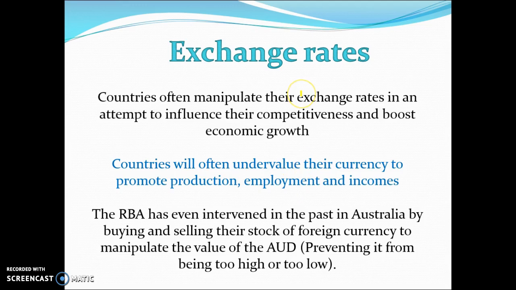Countries can often manipulate their exchange rate to try and boost competitiveness. So often countries will undervalue their currency with the idea that that will promote exports and promote production and incomes. And the RBA also intervenes by buying and selling foreign currency. So sometimes they will use their foreign currency to buy Australian dollars to make the dollar higher, or they'll sell Australian dollars and buy a foreign currency to make it lower as well.